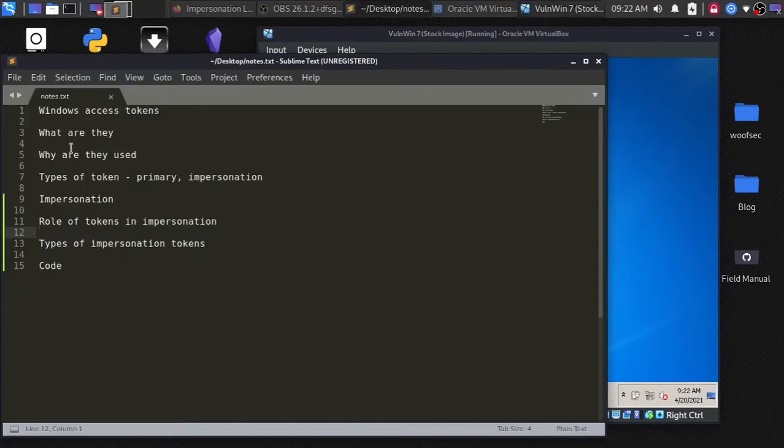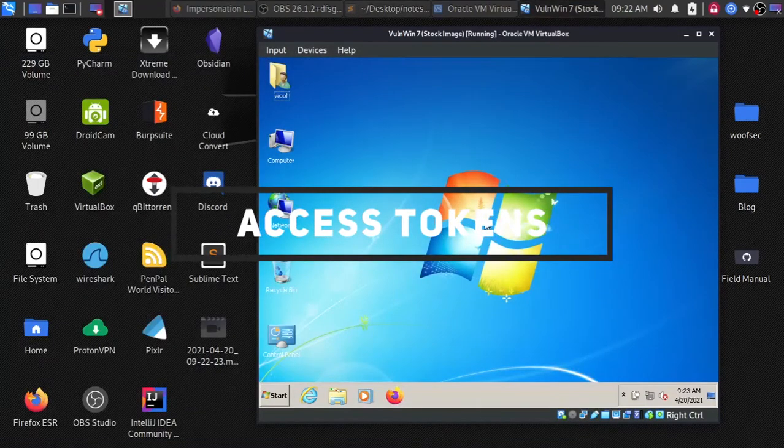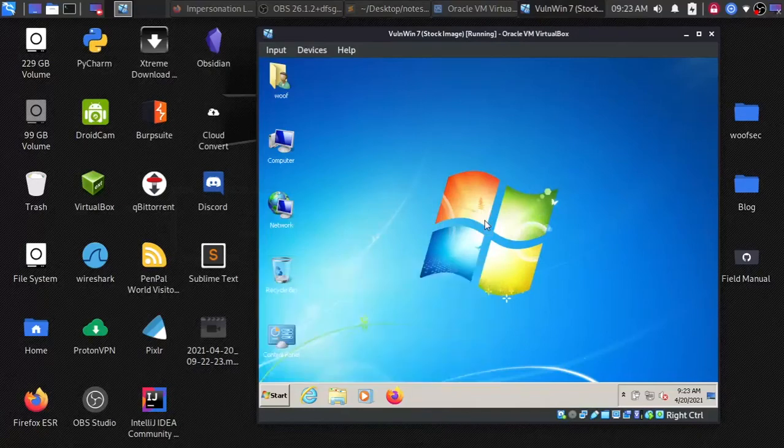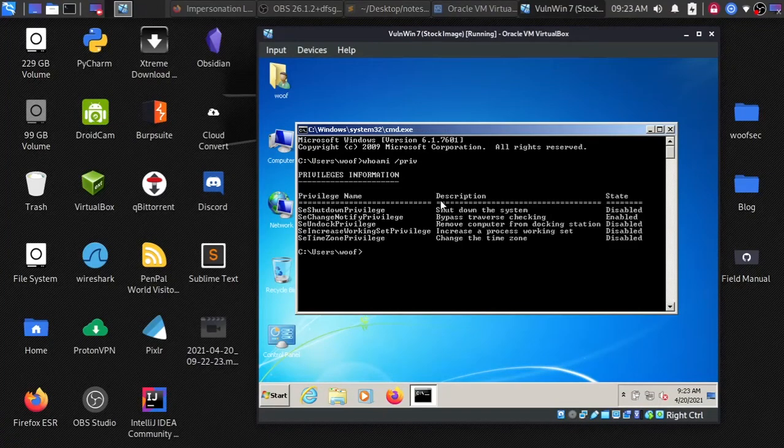The first thing I'm going to discuss is what are Windows access tokens. Let's do a little demo. I'm going to open up command prompt here and type whoami. Access tokens are something that are given to the users who log into their system. The moment that they log in with their password and credentials, they're given something called a Windows access token.